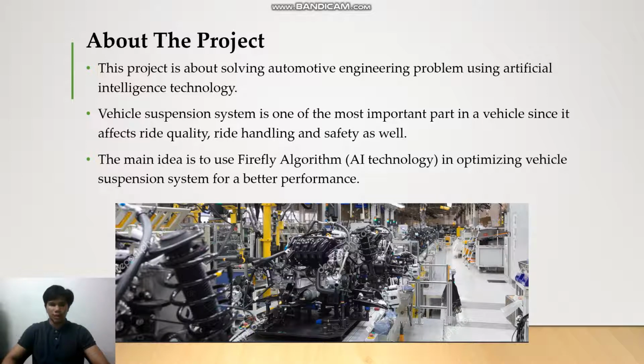Vehicle suspension system is one of the most important parts in vehicles since it affects ride quality, ride handling, and safety as well. The main idea is to use Firefly algorithm, which is artificial intelligence technology, in optimizing vehicle suspension system for a better performance.